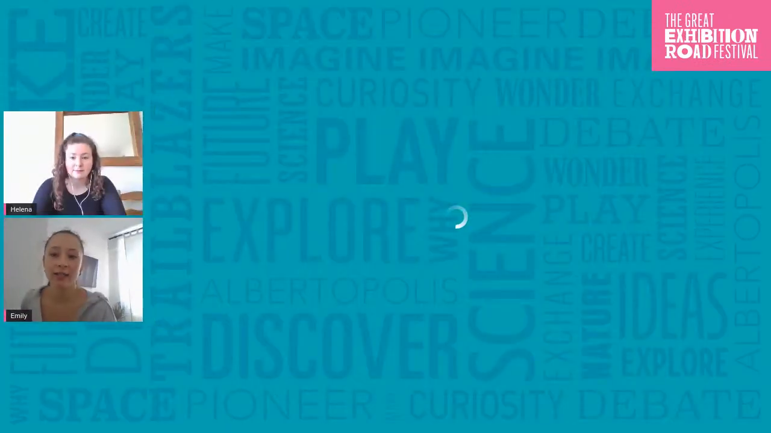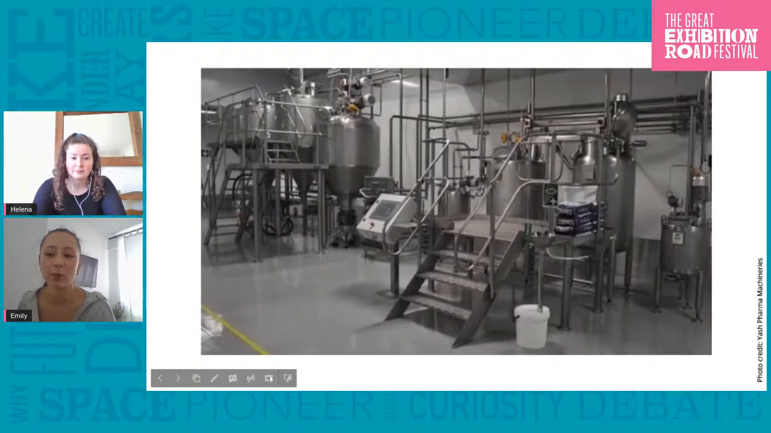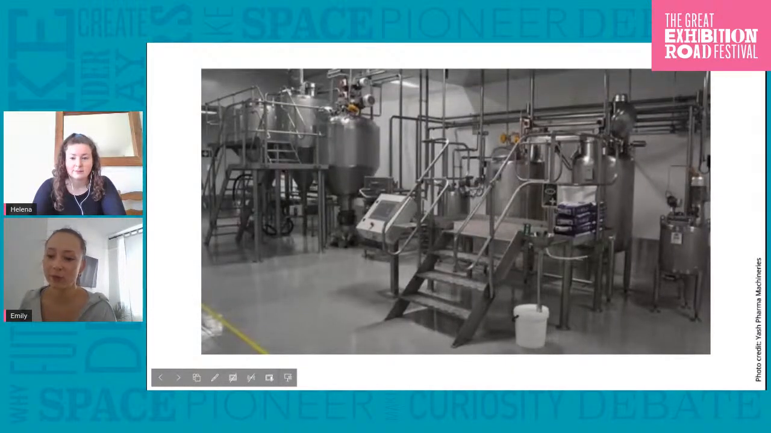On the screen in a second is an example of a smaller scale mixer that Helen and I might use in the labs. The next picture is an example of the type of mixers we use on a much larger scale. For a little bit of perspective, some of these are very similar in size to a hot tub, and that's why you need stairs to reach them.